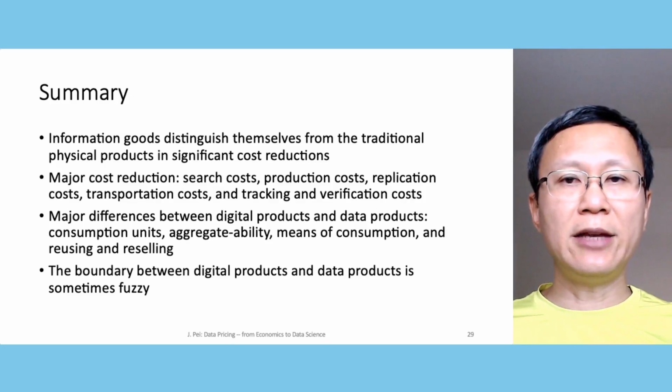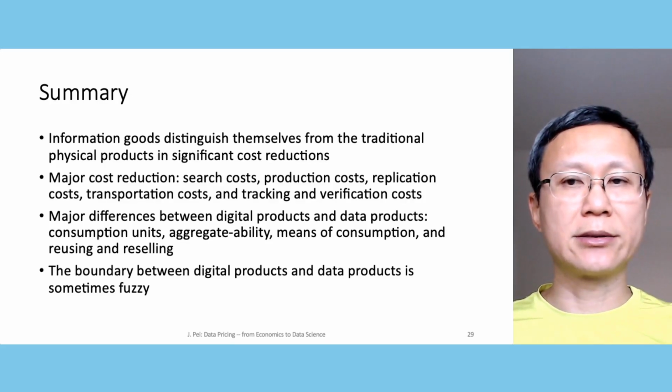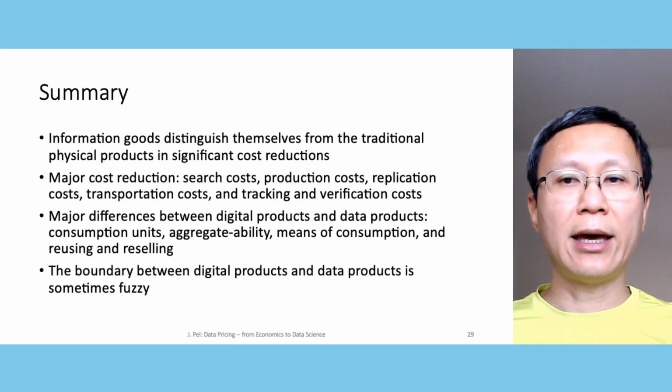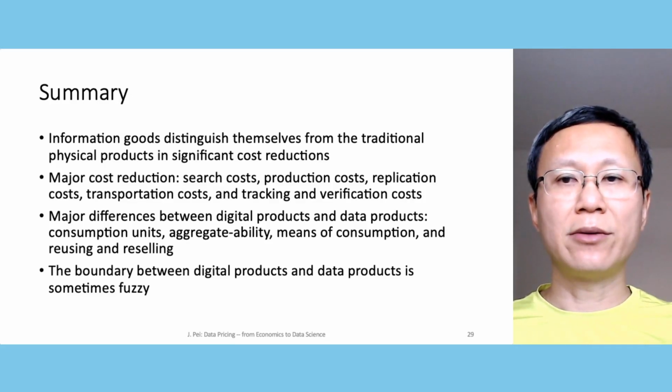In summary, information goods, including digital products and data products, distinguish themselves from the traditional physical products in significant cost reduction, particularly in search costs, production costs, replication costs, transportation costs, and tracking and verification costs. The significant reduction of cost has profound impact on pricing information goods, which will be discussed in the later sections of this tutorial. There are several major differences between digital products and data products, including consumption units, aggregatability, means of consumption, and using and reselling.